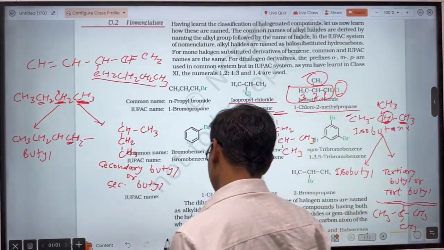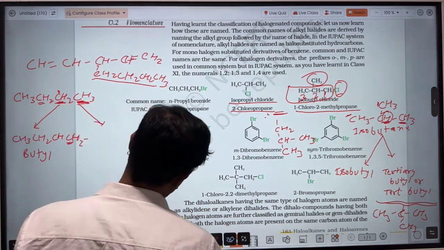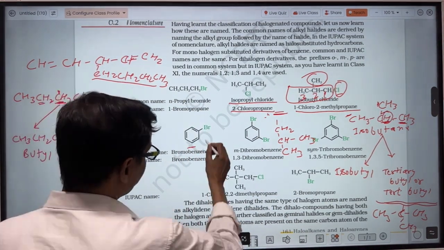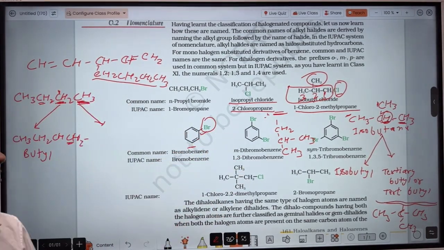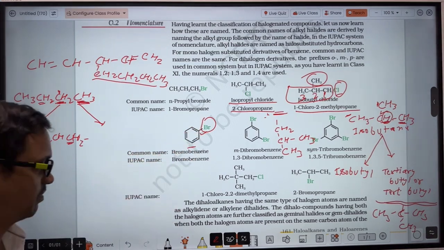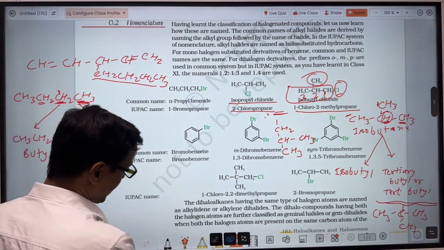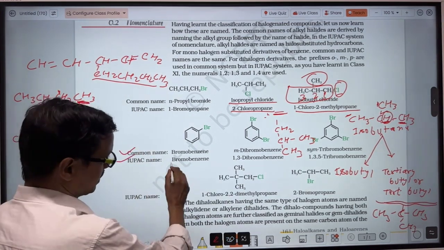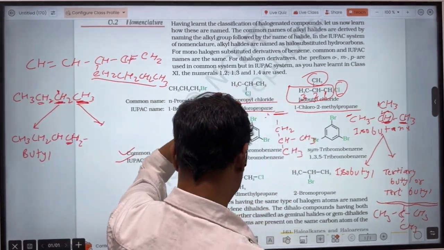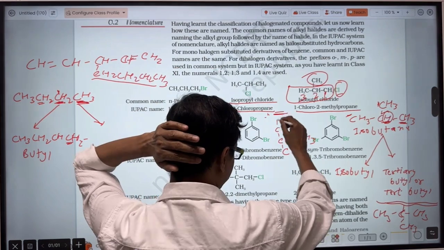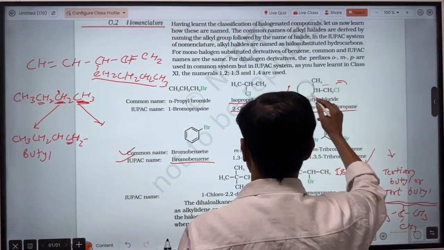Okay. Now let's see about this compound. Here bromine is bonded to the benzene, so simply bromobenzene. When bromine is bonded to benzene, the IUPAC name as well as the common name both will be bromobenzene. Now about this one here, let's see about the common name. When two bromines are present there, what do we write as the IUPAC name? Let's see.